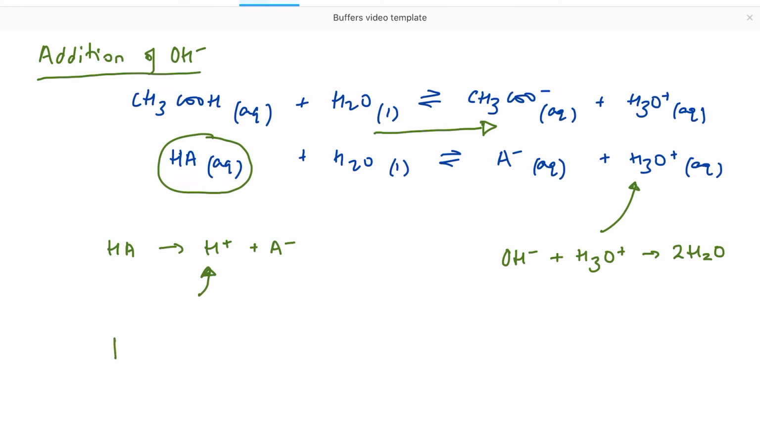So what we say is that the concentration of the weak acid in my buffer solution is a source, or sometimes you see this written as a reservoir, described as a reservoir of extra hydrogen ions.